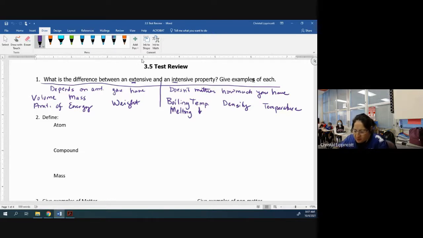All right, then we have some kind of basic definitions. So your atom is going to be the smallest unit of matter that maintains its chemical identity.